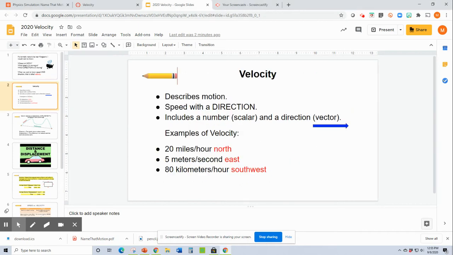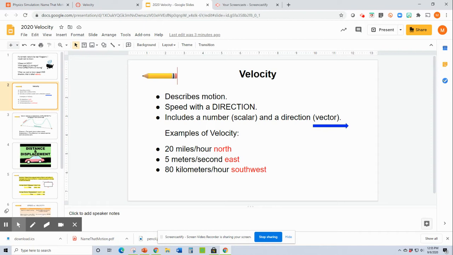So in your scientist notebook, go to a clean page and write the word velocity at the top. We'd actually like you to write all of the words on this slide. And remember, you can pause the video if you need to. So velocity just describes motion, just like speed does, but this time it's speed with a direction.